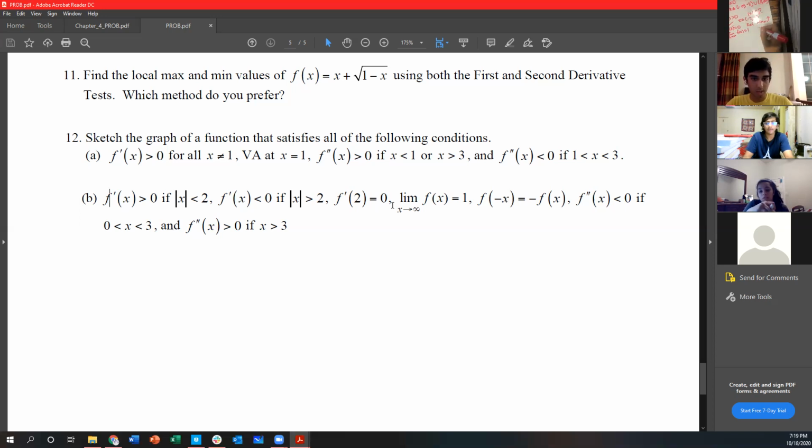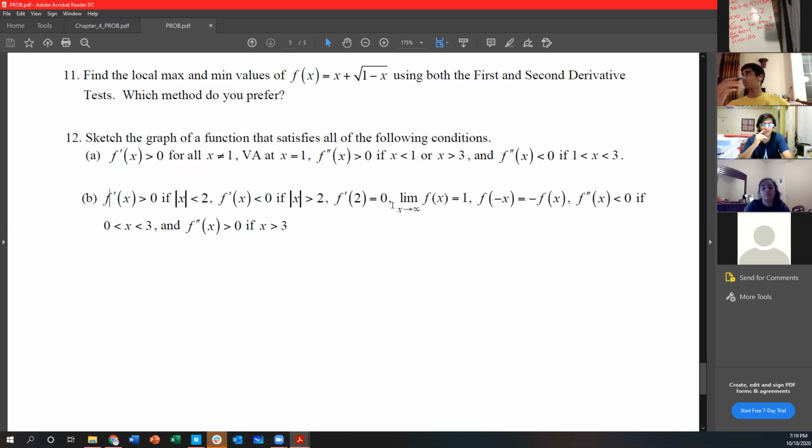You've got a horizontal asymptote at y equals 1. The horizontal asymptote is y equals 1, right? And that's as x approaches positive infinity. Okay. Now, if f of minus x equals minus f of x, what is that actually telling me?